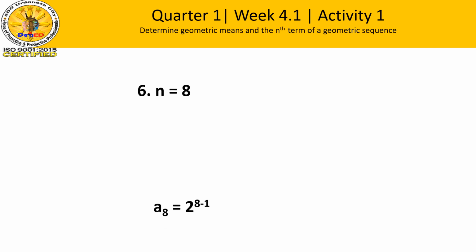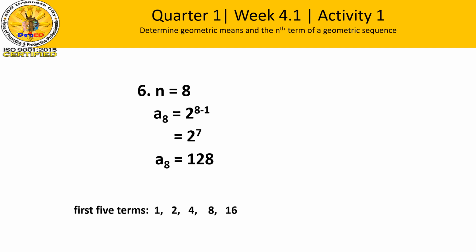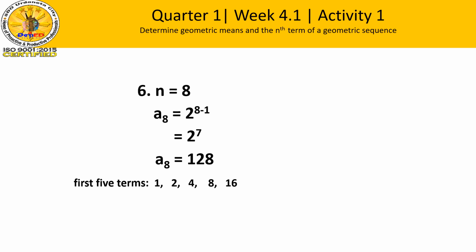When n is 8 now, a sub 8 is equal to 2 raised to 8 minus 1. Then 8 minus 1 is 7. Then 2 raised to 7 is equal to 128. Then a sub 8 is equal to 128. Therefore, the first 5 terms are 1, 2, 4, 8, and 16. And the eighth term is equal to 128.